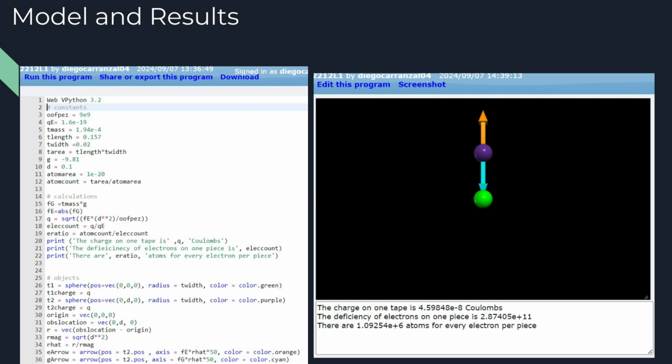So I can assume that the force of gravity is equal to the electromagnetic force. I can make both of these equal to each other, and I can solve for the only value that I don't know, which is Q. So that allows me to get the electron count by dividing Q by the elemental charge of an electron, and I can get the ratio of atoms to electrons, which is the information that is being asked for in this lab. And then the third part is just the code being able to display the image that is on the right, which shows the topmost ball, which is the topmost tape, being affected by a gravity force and the electromagnetic force of the tape below it.